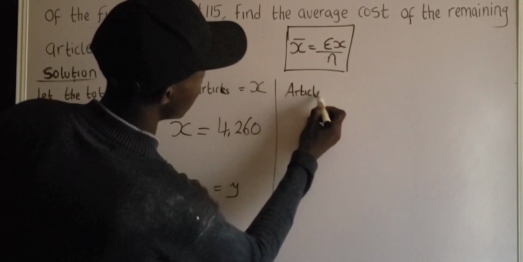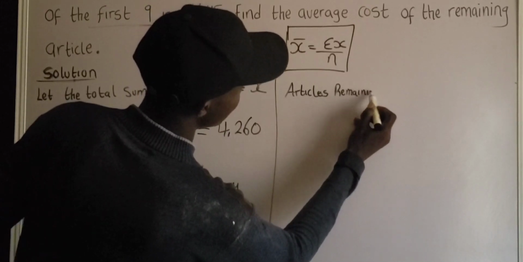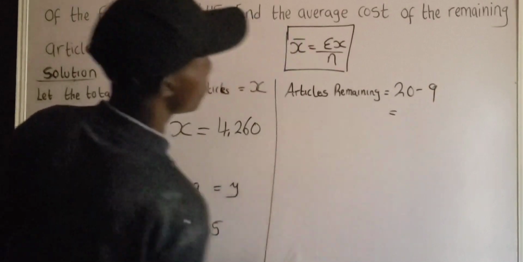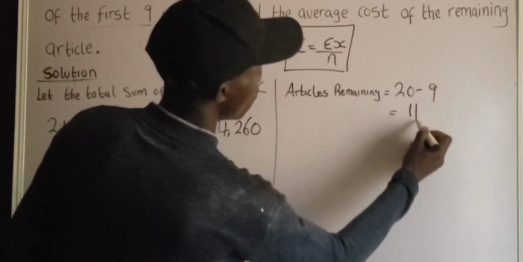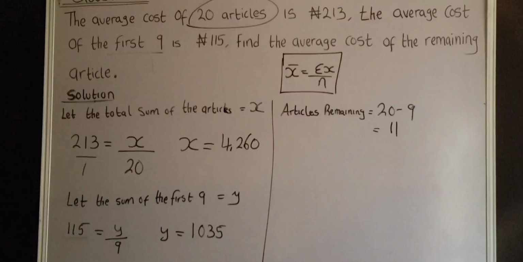Articles remaining. The articles that remain is what? 20 minus 9. 20 minus 9 is 11. So we are looking for the average cost of the 11 articles. Please, I want you to pay attention. Now, to get the average cost of the remaining articles, we have to find the sum of all the remaining articles. Are you getting what I'm saying?